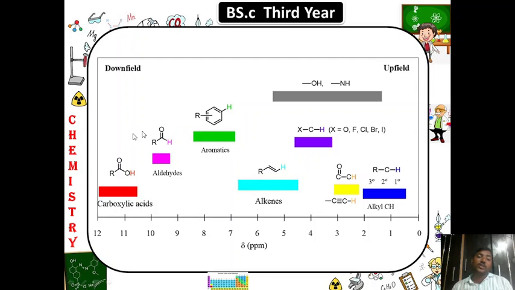Carboxylic acid is once again downfield, in fact the most downfield, with its peak showing at about 10.5 to 12. This is how we determine which carbon and which proton environment we have, from this range.